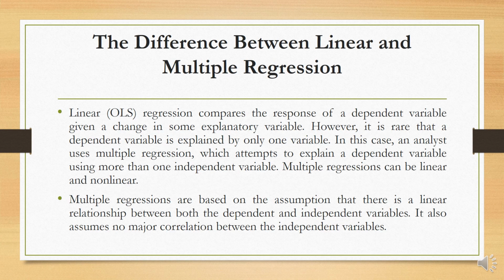So, the difference between linear and multiple regression: the simple linear regression model is the relationship between one dependent and one independent variable, whereas the multiple linear regression model is the relationship between one dependent variable and a set of independent variables.